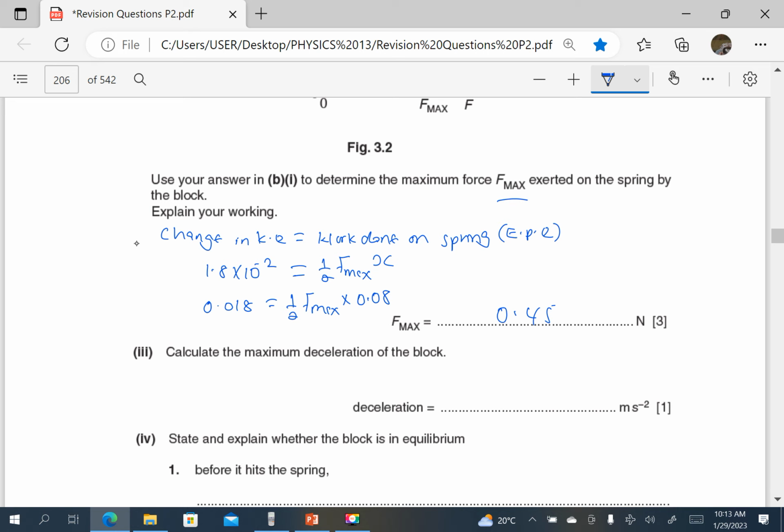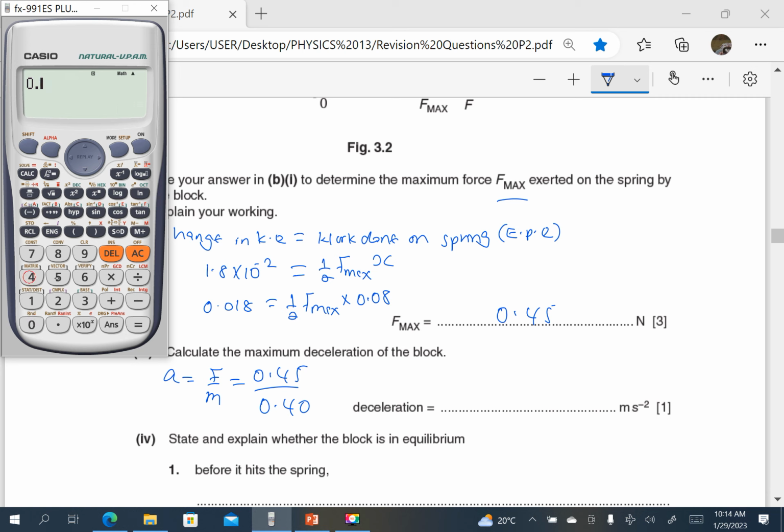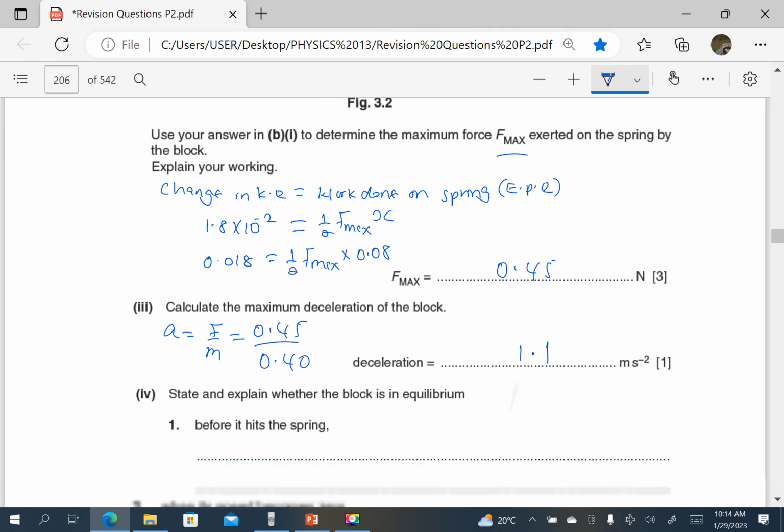Calculate the maximum deceleration of the block. So we have that acceleration or deceleration is the resultant force divided by the mass. Since the maximum resultant force is 0.45, it means the maximum deceleration is going to be 0.45 divided by the mass of the block, which was given as 0.40. So we check 0.45 divided by 0.4. And that is 1.1. So this is going to be 1.1.